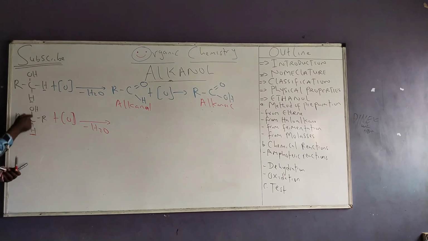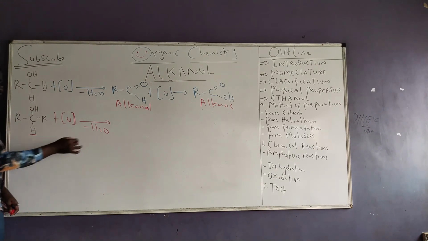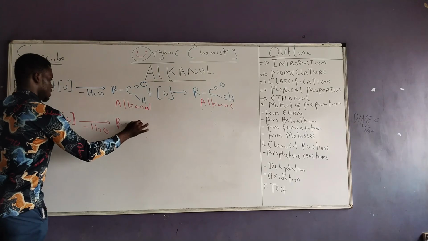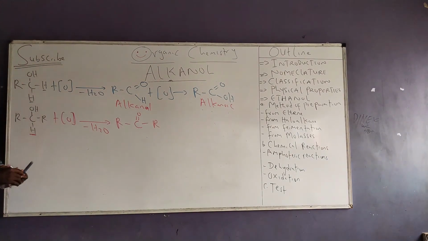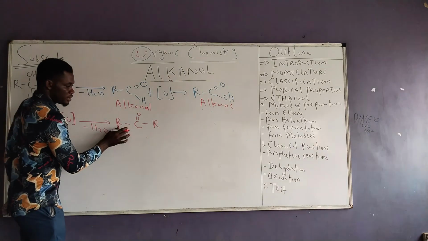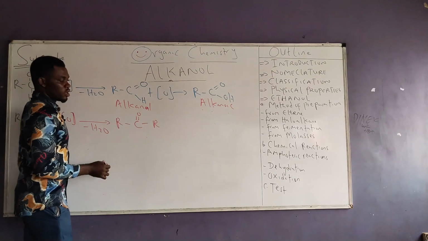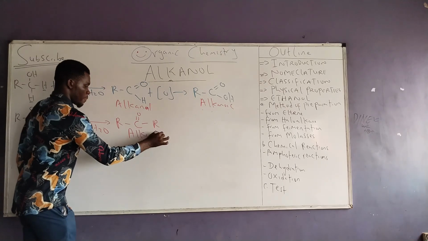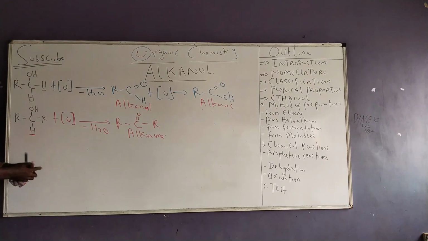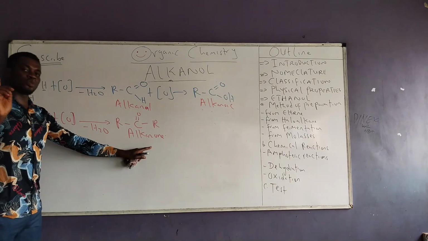What will I be having? I'll be left with a double bond here, and oxygen can gracefully occupy that double bond. I'll be having R, this is C, double bond O, single bond R. Simple. What is this compound? This is RCOR. What is this compound called? This is called an alkanone. So whenever I oxidize secondary alkanols, I can only oxidize them once, and their final product is an alkanone.